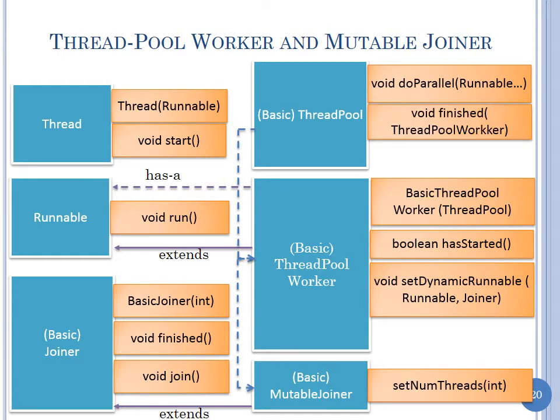We'll have this finish method too, just in case we need it, so that once the thread pool worker has completed work, it can call the finish method in the thread pool. Okay? We'll have a quit method in the thread pool that says, just quit, we're about to quit, clean up, and terminate all the threads.